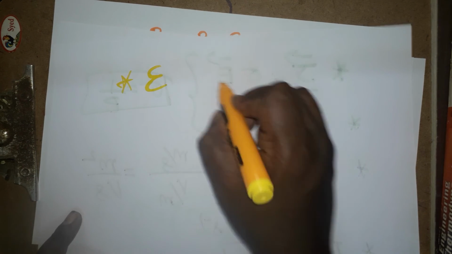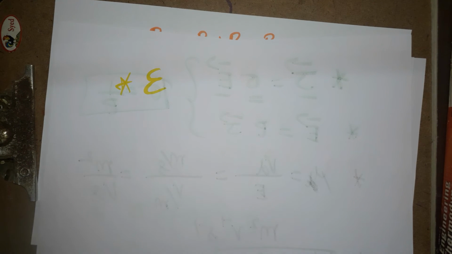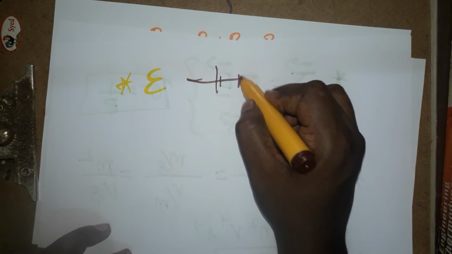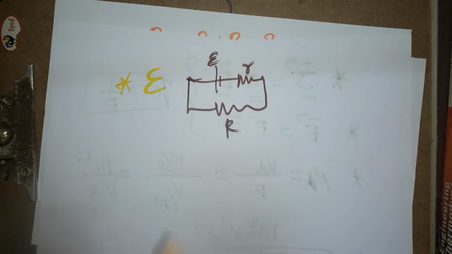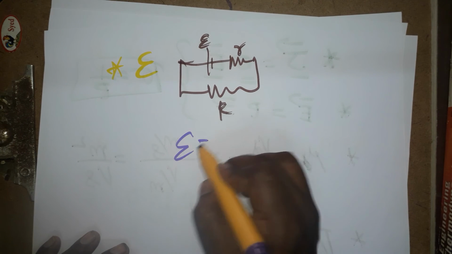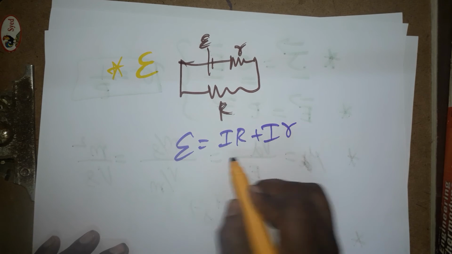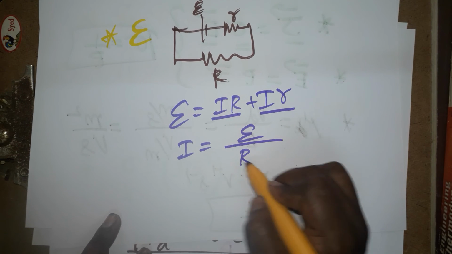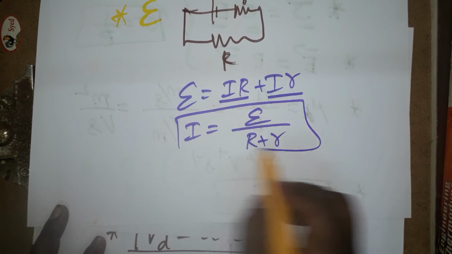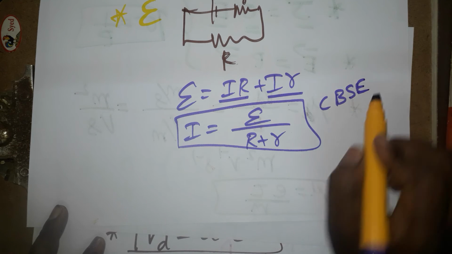The next formula I am going to give you is EMF in series and EMF in parallel. First we will learn what EMF is. Capital R is the external resistance, small r is the internal resistance. Current in series is constant. Total EMF is equal to I capital R plus I small r, the terminal voltage plus the drop voltage. So I is equal to EMF divided by R plus small r. It is a very important formula. CBSE has asked this many times in exams.